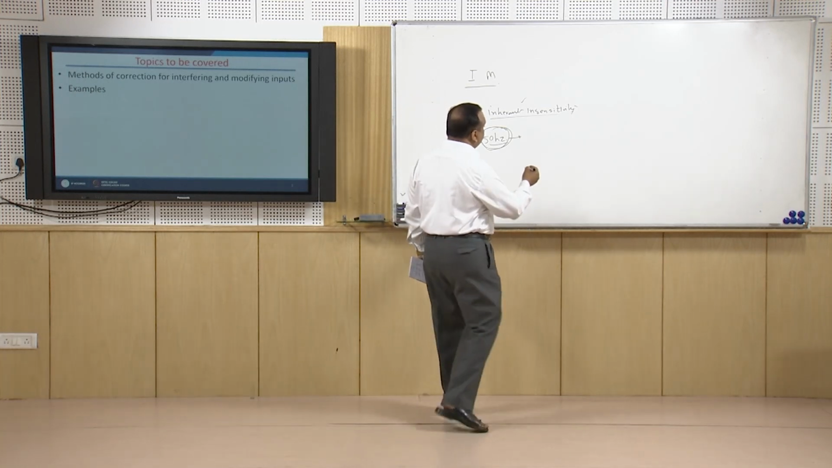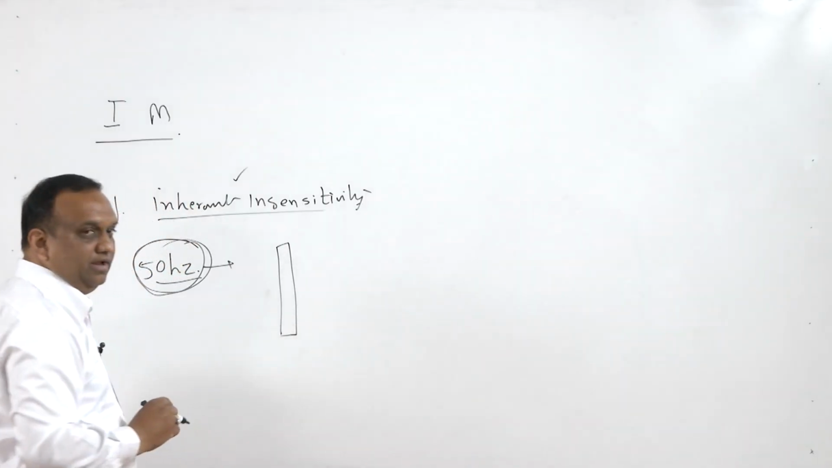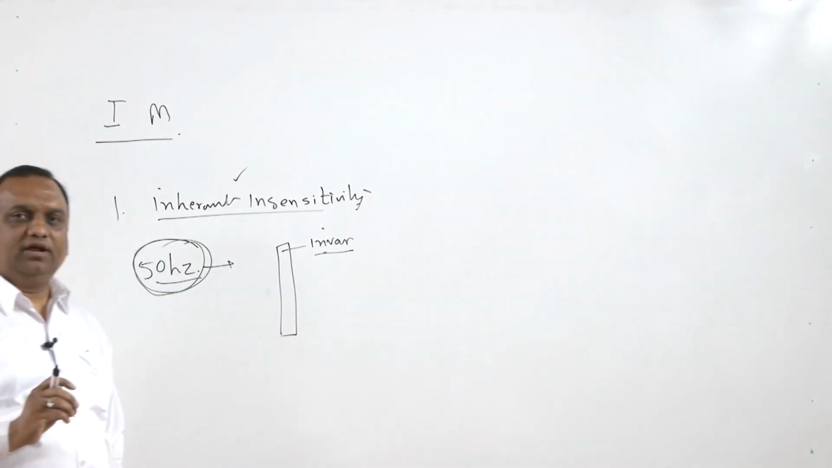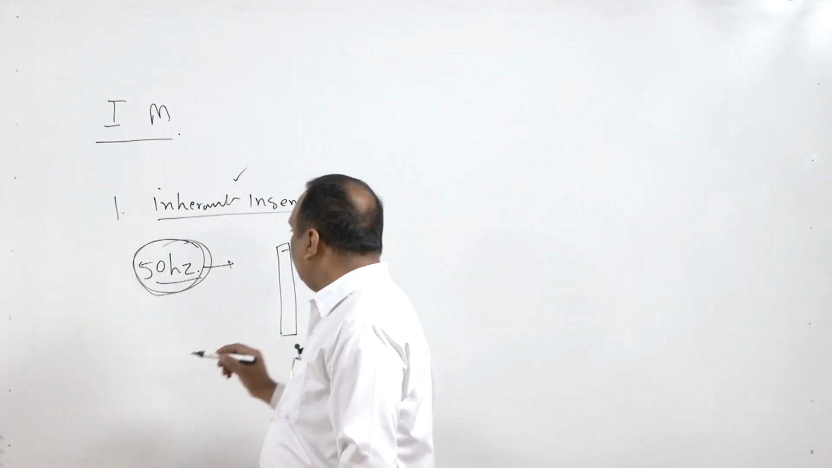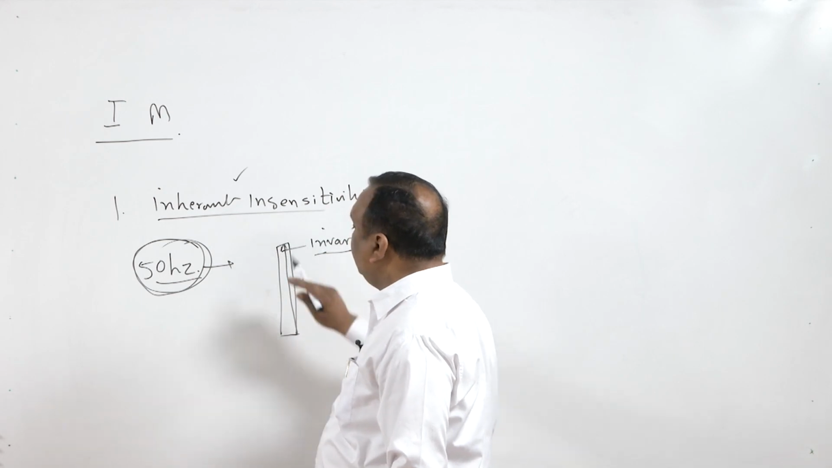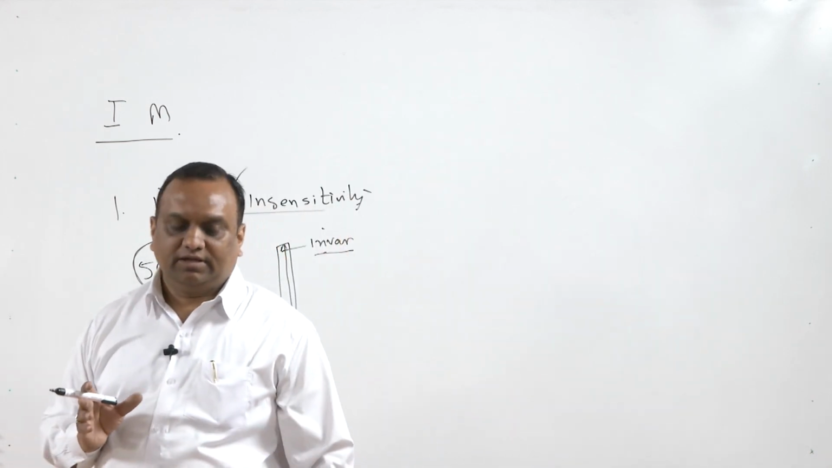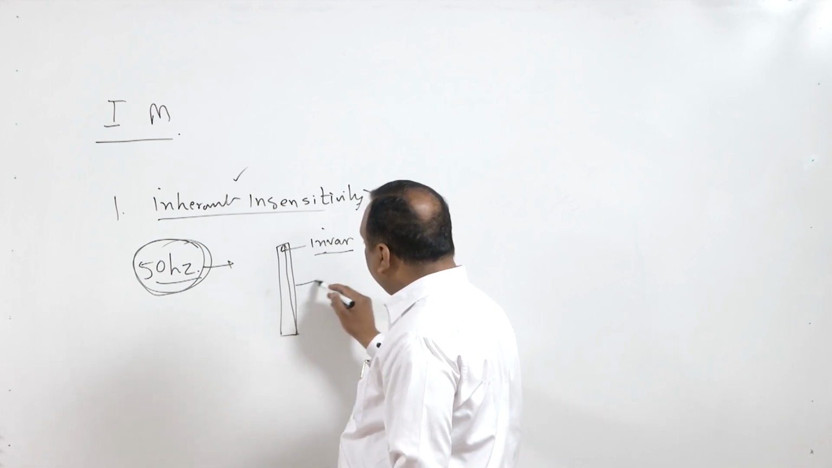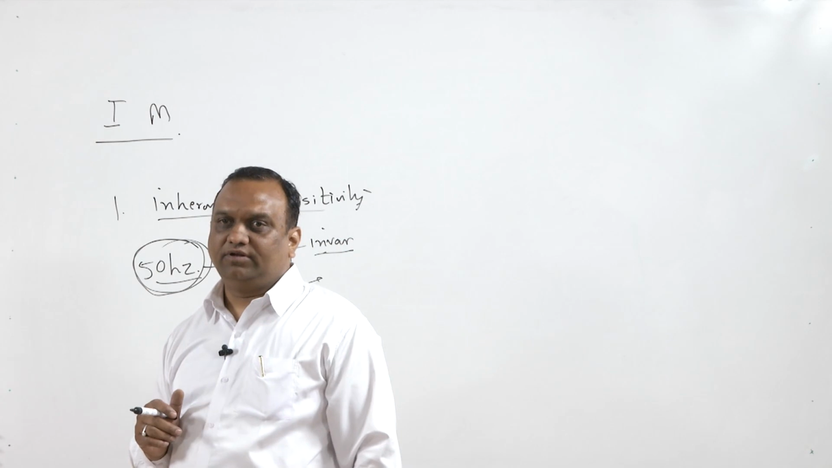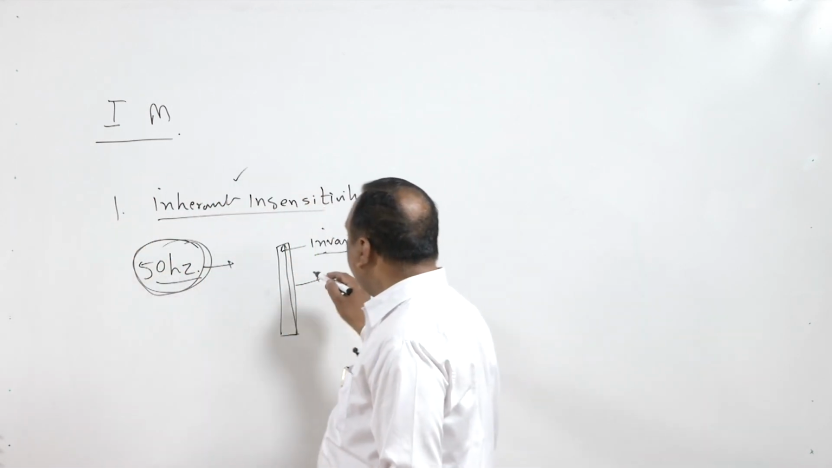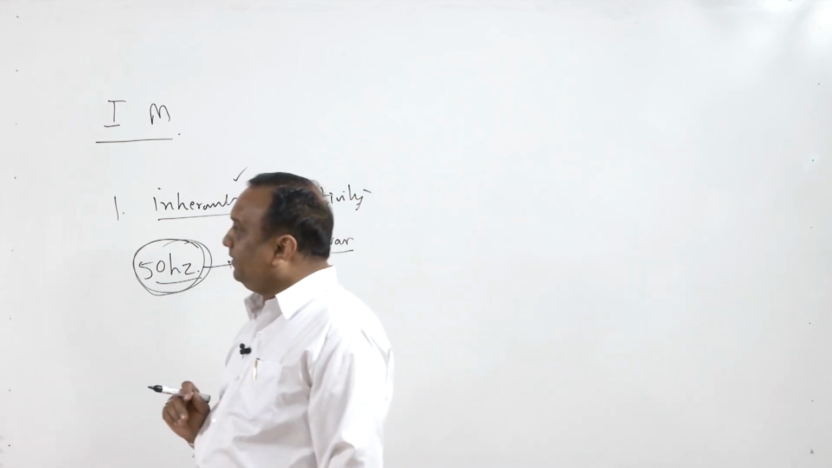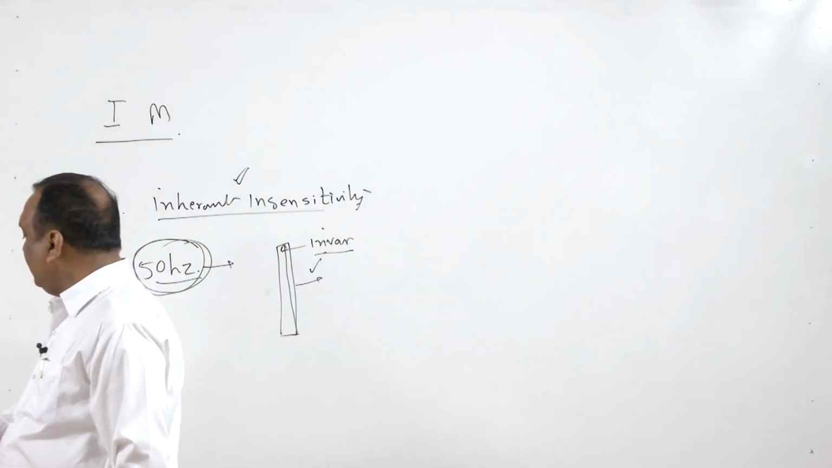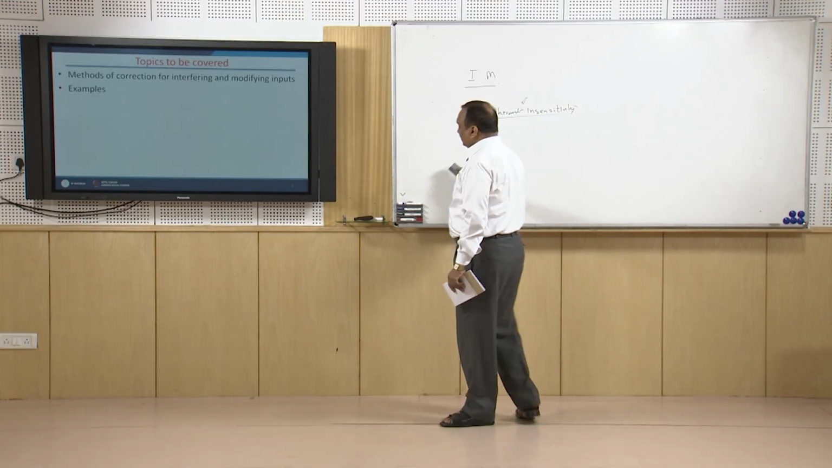For example, temperature modifies the input output relationship. So, what we can do, for the scale which we are using, we can use INVAR. INVAR has a very low coefficient of expansion with temperature. So, the scale can be made insensitive to the variation in temperature, right. We can use ceramics also. Ceramics are also having a very low coefficient of expansion with respect to temperature. So, the first method is to make the instrument inherently insensitive to the modifying or interfering input. Sometimes it is possible, sometimes it is not possible.